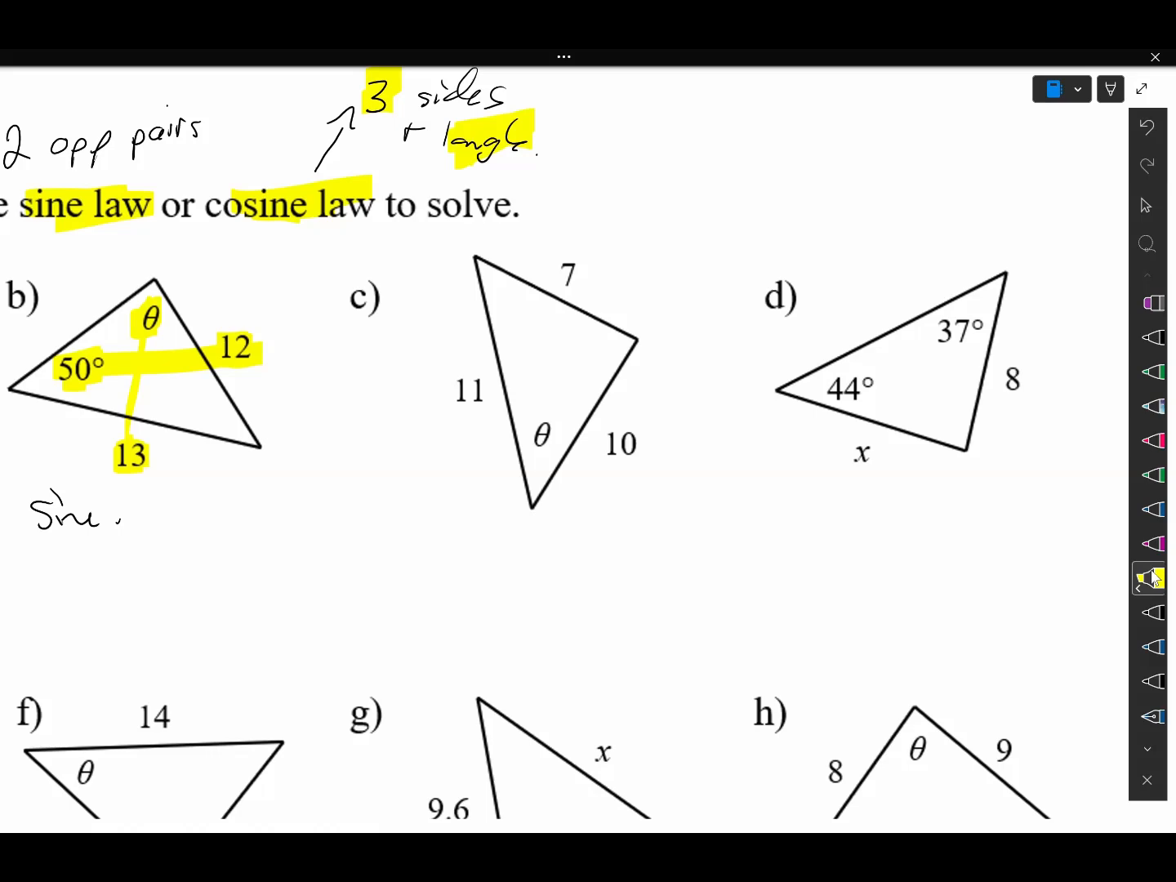Next, part C. Oh look, I see already 3 side lengths and 1 angle, nice and easy. I'm working with my cosine law. It's that easy this lesson, folks. Next, I can see 2 opposite pairs. Nice and easy, 2 opposite pairs tells us we're using our sine law.